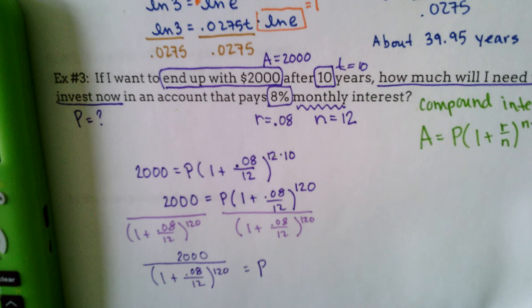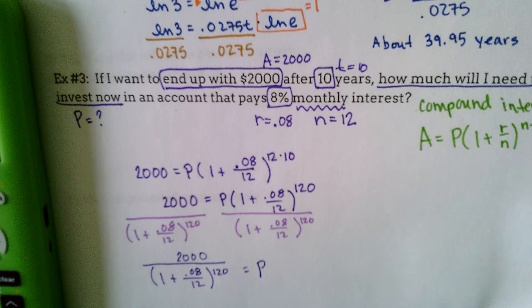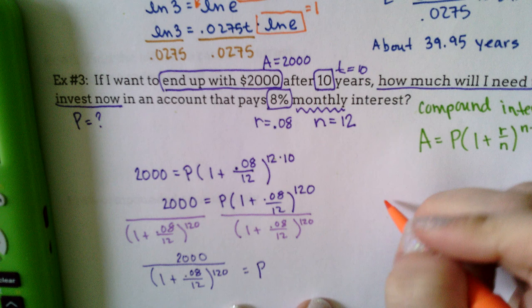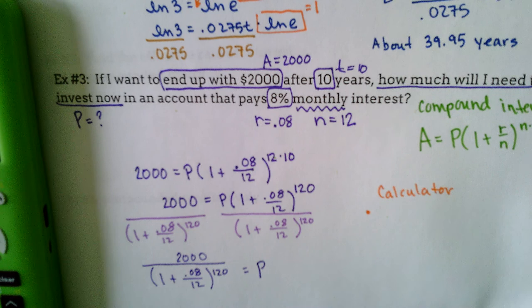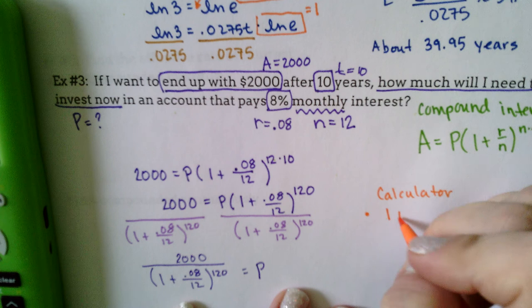But we're for sure going to want a decimal approximation because it's a story problem. Like, I want to know how much money. That doesn't tell me how much money to put in my account. So I'm going to use my calculator. And the way that I would probably do this is I would take the stuff in the parentheses. So I would do 1 plus 0.08 divided by 12 and then enter.